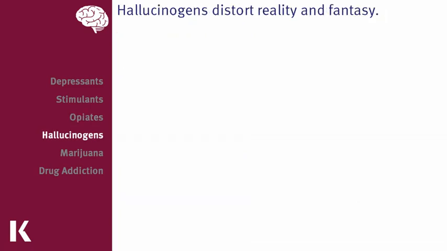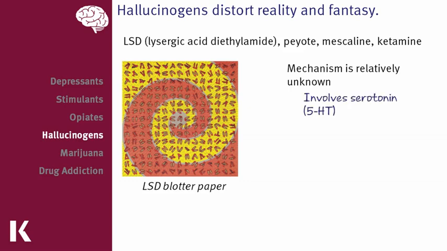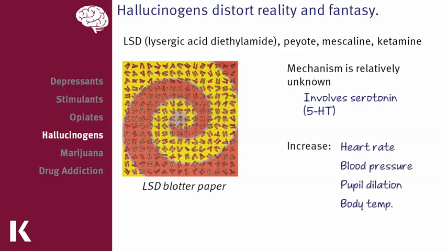Our last class of recreational drugs is hallucinogens. LSD, peyote, mescaline, and ketamine all fall under this category. These drugs work through a complex interaction between a variety of neurotransmitters, especially serotonin. Hallucinogens distort reality and enhance sensory experiences. Physiologically, LSD will increase heart rate, blood pressure, pupil dilation, and body temperature. LSD became popular in the 1960s, and its use was encouraged by people like Timothy Leary, who wanted people to turn on, tune in, and drop out.